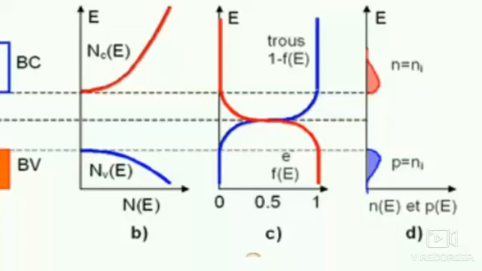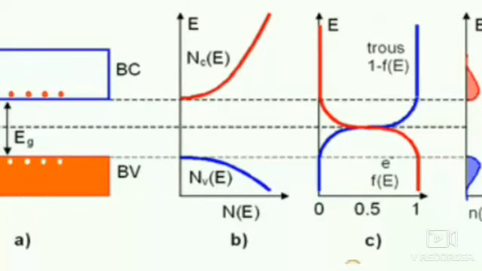In the intrinsic semiconductor, whatever the electron concentration in the conduction band is, it should be exactly equal to the hole concentration in the valence band. And let us look at diagram B, where we can see the density of states N of E plotted with respect to the energy level, where N of E is exponentially increasing with energy. As N of E, the density of states, increases, the energy level also increases across the conduction band as well as the valence band.